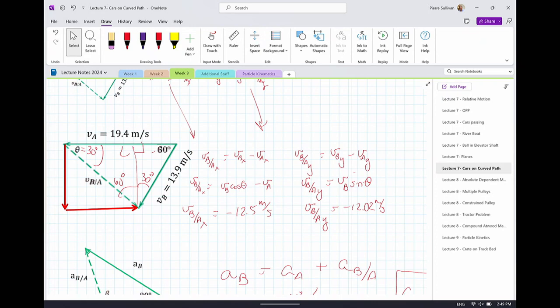I'm just confused about this drawing here. Is the velocity of B with respect to A always perpendicular to B? No, it's not always perpendicular. Oh, in this case it is. In this case it kind of worked out nicely, but not always.